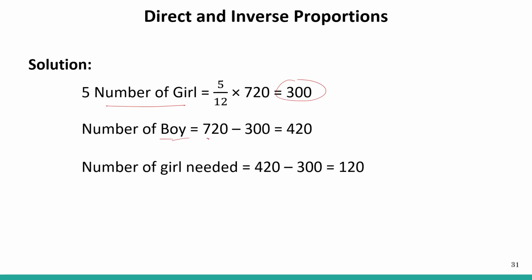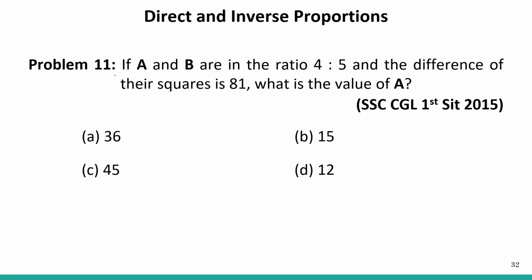So the number of boys is equal to 720 minus 300, which is equal to 420, right? So the number of girls needed is 420 minus 300, which is equal to 120. So let's see problem number 11.